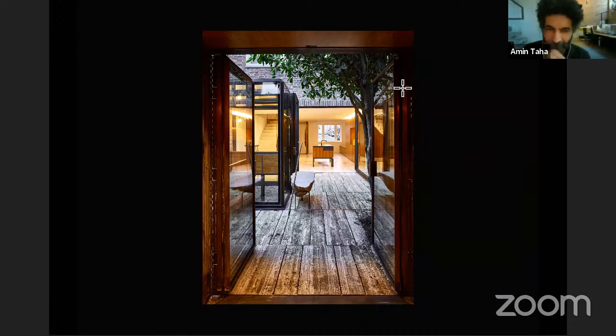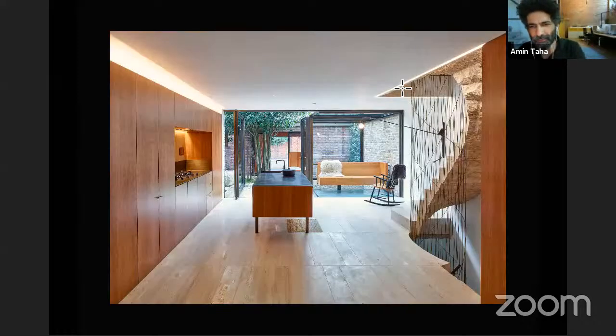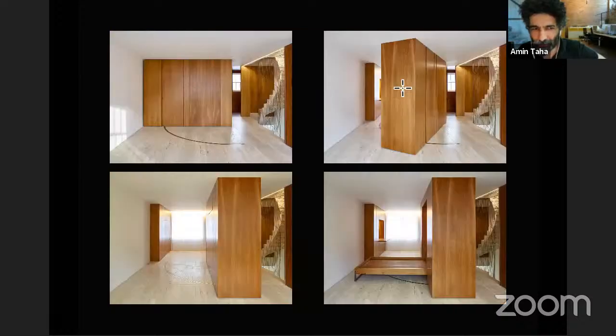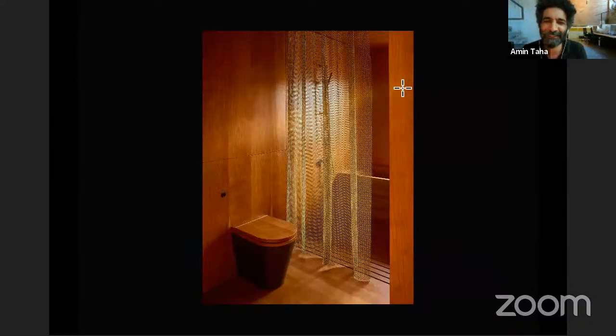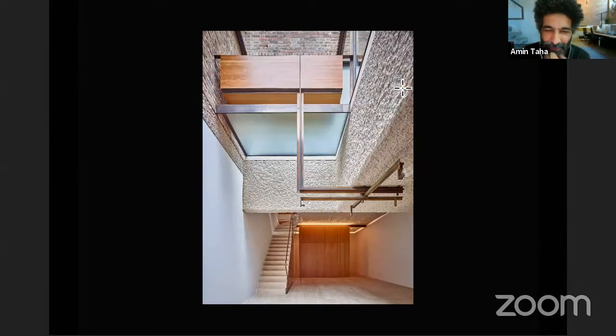This is from inside the garden back to the main house. You can see the staircase to the left, and obviously lots of travertine and brass and cherry wood. But the key for us, working with Luke and lots of cabinetry makers, before we get to Luke, some lovely bathrooms there with brass shower curtains, all in wood by yacht specialists. And here's our subterranean area that's cast in concrete, bush hammered, and then leading to that staircase.